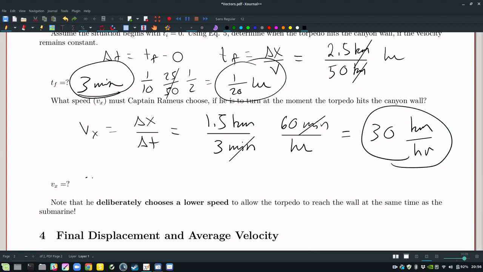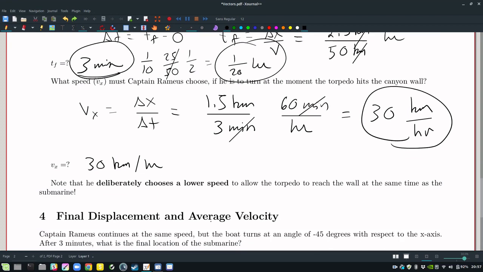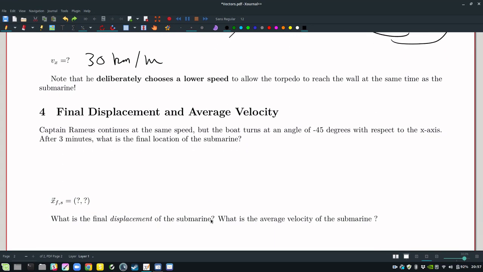So Vx is 30 kilometers per hour, and the point I'm making here is that according to the strategy of the situation, the captain chooses a speed which is deliberately slower than the torpedo, or I mean, could he go faster? Yes, but he decides to go at that speed so that the torpedo appears to have destroyed his ship, but instead it hasn't, and they escape, and their attackers think that they are dead.